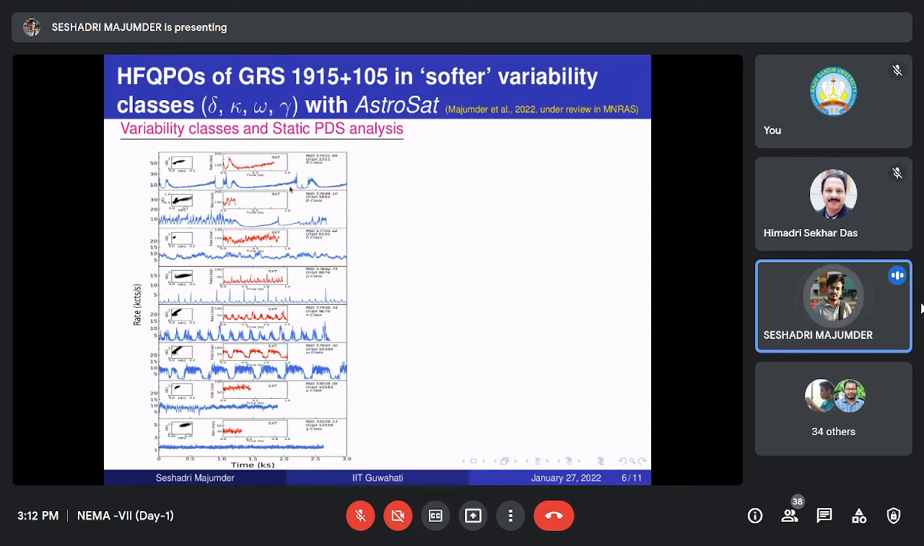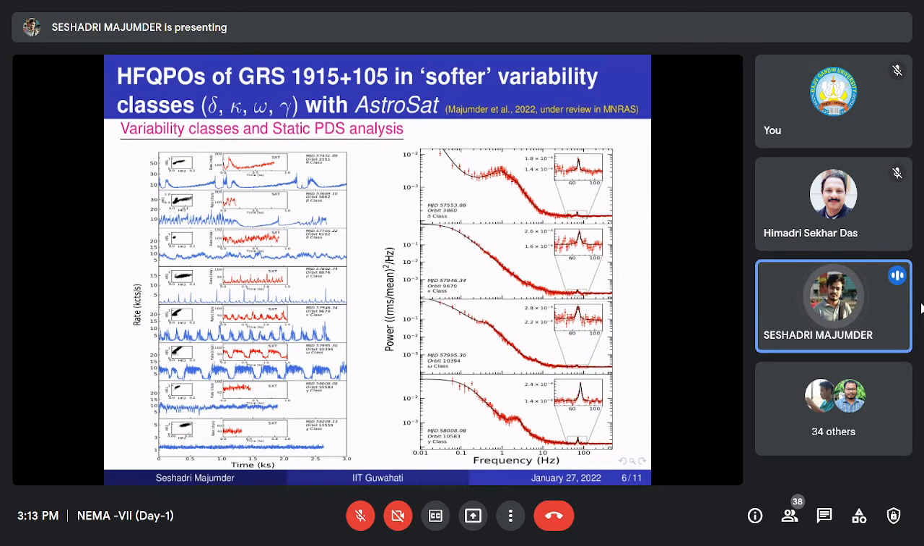In this figure, the blue traces are the light curve obtained from the LAXPC data in the 3 to 60 keV energy band. In the inset, the red traces are the light curve corresponding to the SXT data. We see that in the SXT data also the same variability pattern is observed. Once we identified these 8 variability classes, we generated the power density spectra in 0.01 to 500 Hertz. We see that these 4 classes, delta, kappa, omega, and gamma, actually show a high frequency QPO near 70 Hertz.